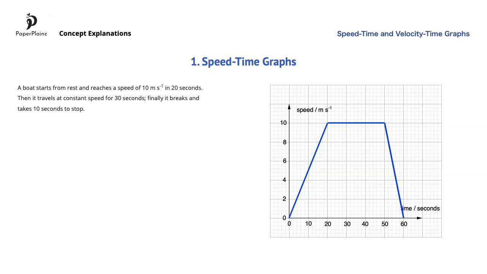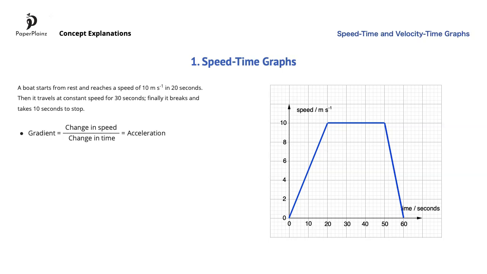The first is about the gradient of the graph. Since on the vertical axis we have speed and on the horizontal axis we have time, the gradient is change in speed over change in time. Change in speed over change in time is acceleration, so the gradient of a speed time graph represents acceleration.